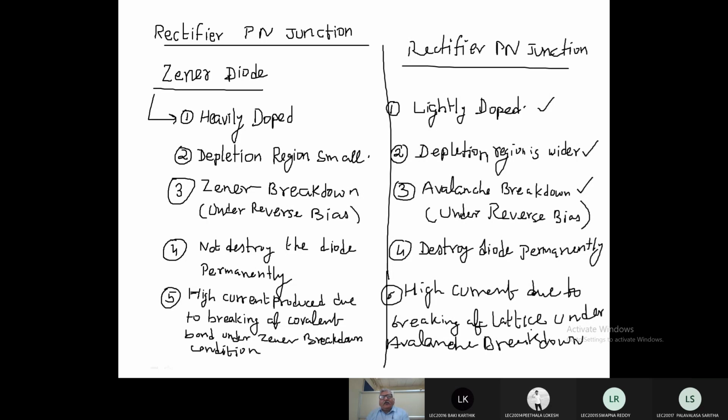Right. So now you can explain the avalanche breakdown and Zener breakdown concept also, right? Zener breakdown is temporary because once you remove the reverse bias, the electrons will come back to the covalent bond position. Whereas avalanche breakdown is permanent because the lattice has been permanently destroyed. Right? Okay. Any question? Any doubt?